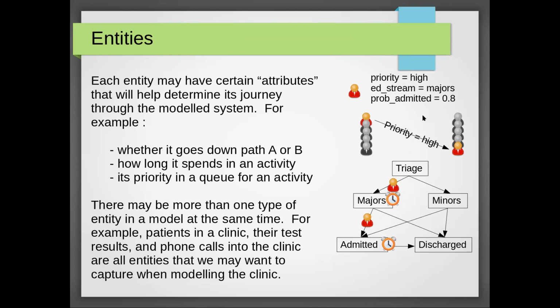So in the model, their priority is high. It may be that they jump to the head of the queue in our particular model. If their stream is majors, that will determine that they go down this path in our model, and the probability of them being admitted will determine the likelihood that they are going to end up down at this point here, which may be a sink or it might be another process, rather than at this point here. So we can have lots of information that our entities carry with them in the model in order to determine their journey. And as I said, there may be more than one type of entity in the model at the same time. So you might have patients in a clinic. You may also have their test results flowing through in the same model. You might have phone calls into the clinic, and they're all entities we may want to capture when doing a model of a clinic.